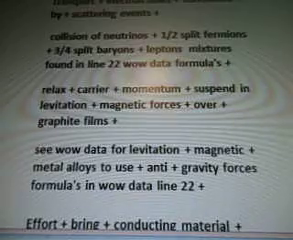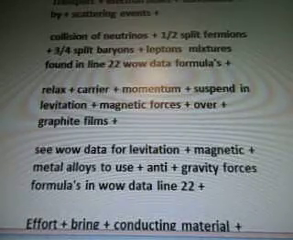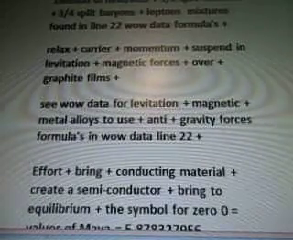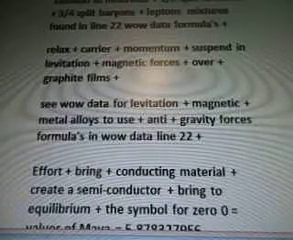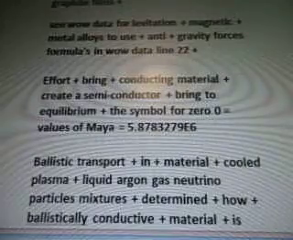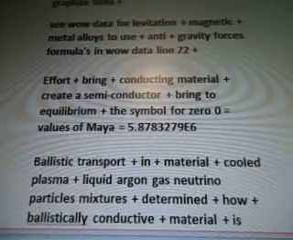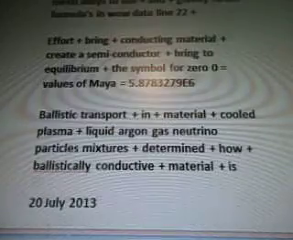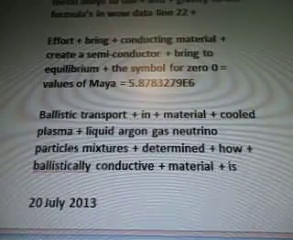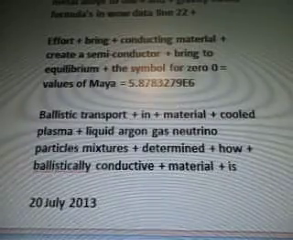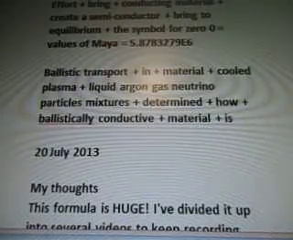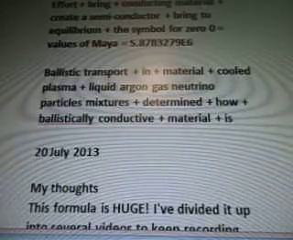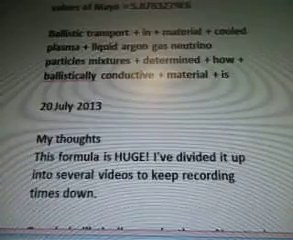Relaxed carrier momentum, suspend in levitation. Magnetic forces over graphite films. See the WOW data for the levitation, magnetic, metals, alloys to use, anti-gravity forces formulas in the WOW data line 22. Effort, bring conducting material plus create a semiconductor. Bring to equilibrium, the symbol for 0 equals values of Maya is 5.8783279. Ballistic transport, plus in material cooled plasma, liquid argon gas, neutrino particles mixtures, determined how ballistically conductive material is.